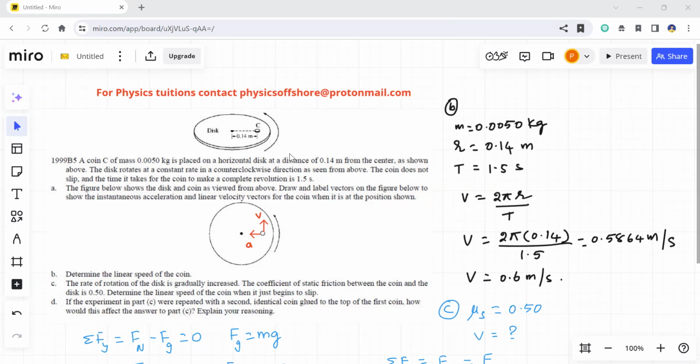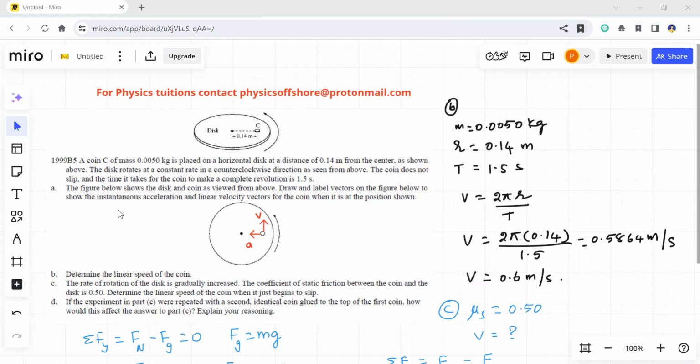This problem is based on uniform circular motion. Here, a coin is placed on a horizontal disc which is rotating in the counterclockwise direction, and the time period is 1.5 seconds. The coin is placed at a distance of 0.14 meters from the center of the disc, that means the radius is equal to 0.14.